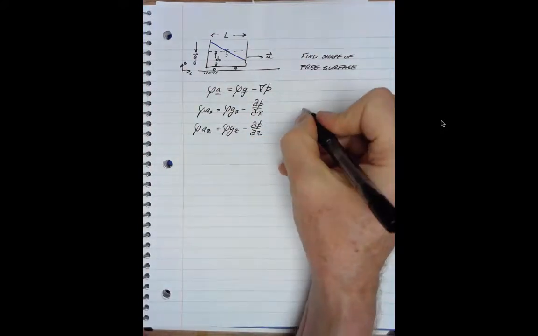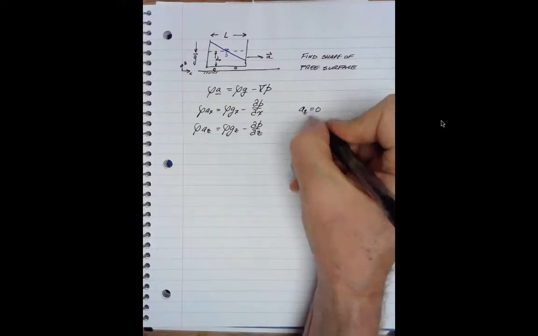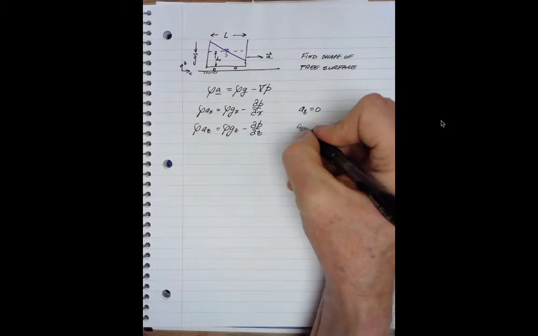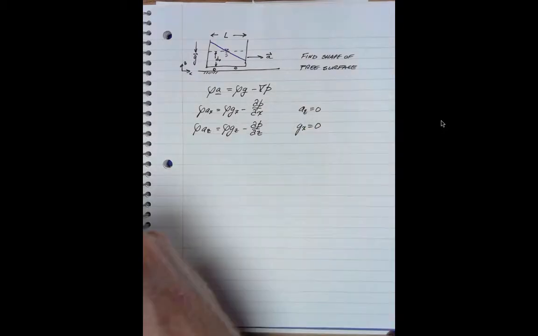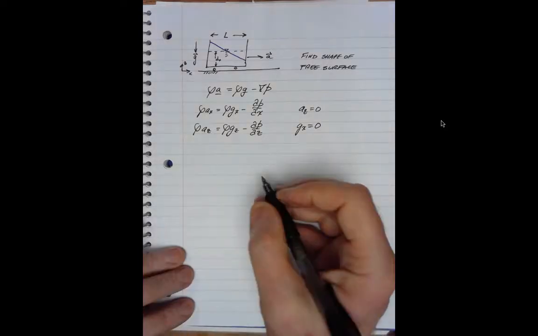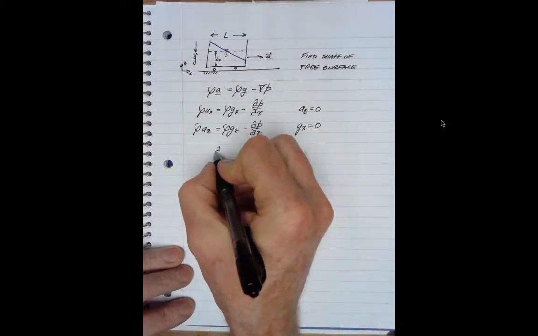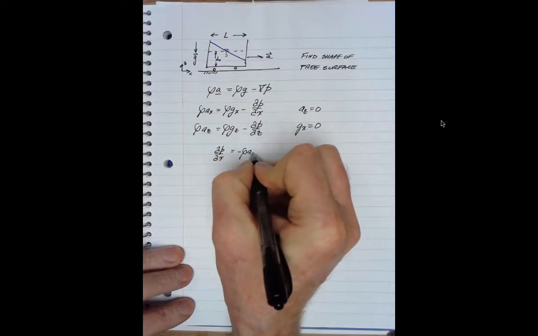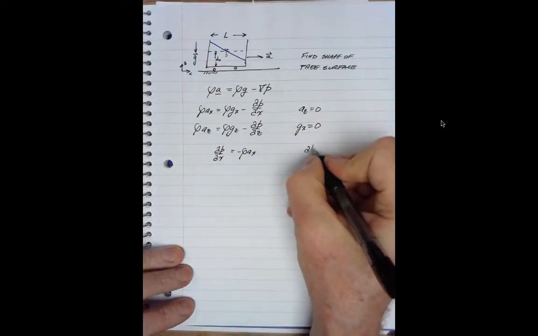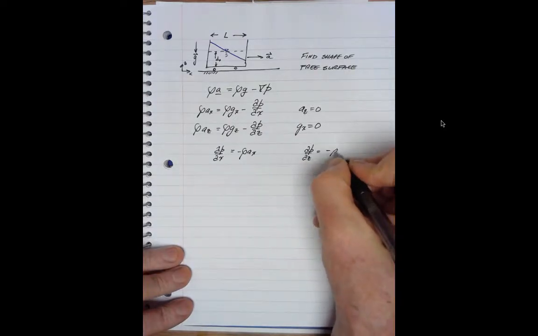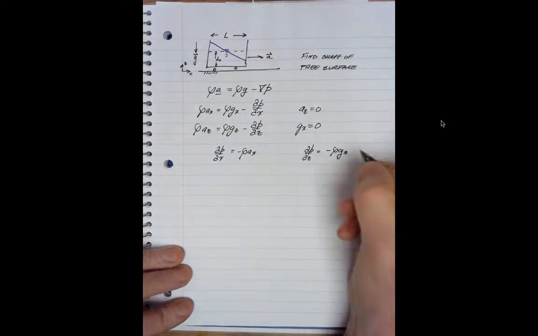We will notice that a sub z equals 0. There's no forced acceleration in the z direction. And g sub x equals 0. There's no gravitational component in the x direction. So we now can simplify both forms. So we have dp dx equals minus rho a sub x. dp dz equals minus rho g sub z.